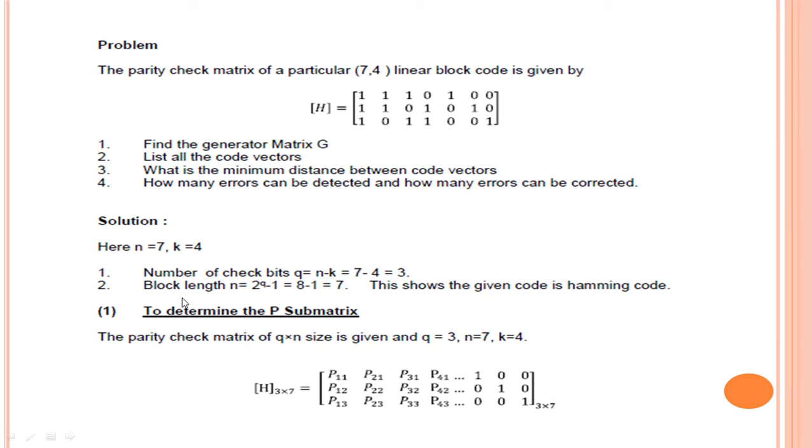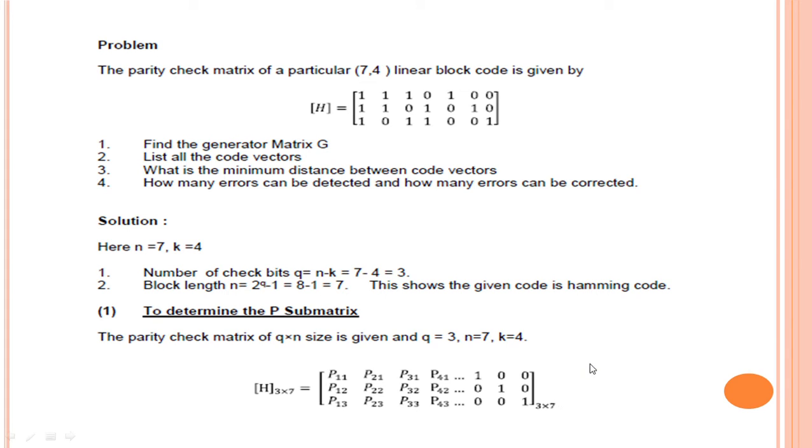So the block length n equals 2 power q minus 1. With q equal to 3, 2 power 3 is 8, minus 1 is equal to 7. This shows that the given code is a Hamming code, which is one of the conditions for a Hamming code. So first we'll determine the submatrix from the parity check matrix.